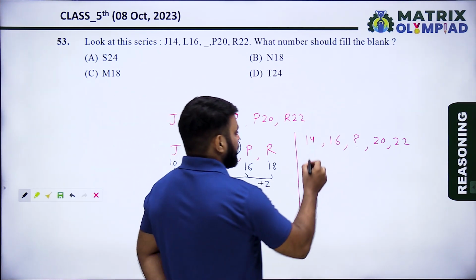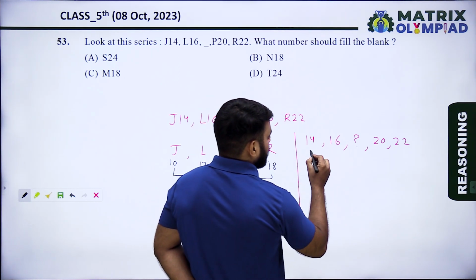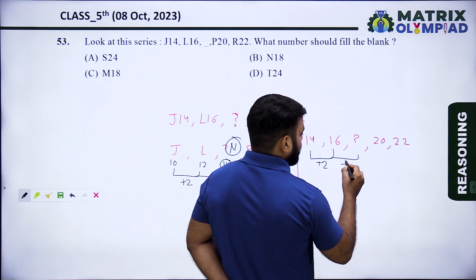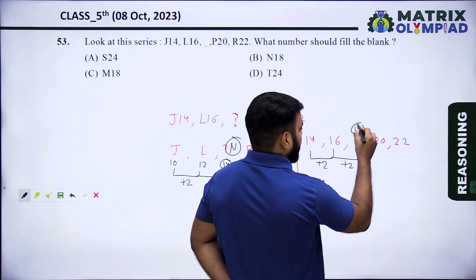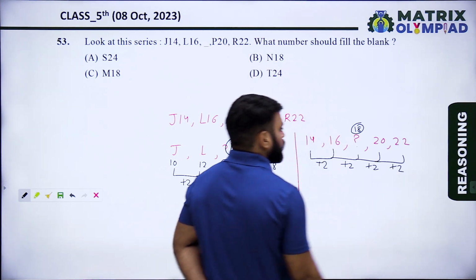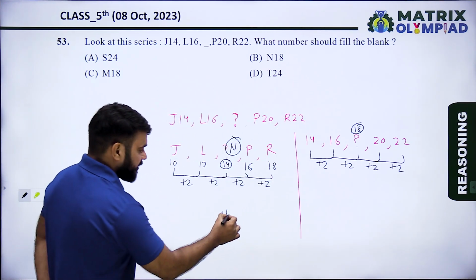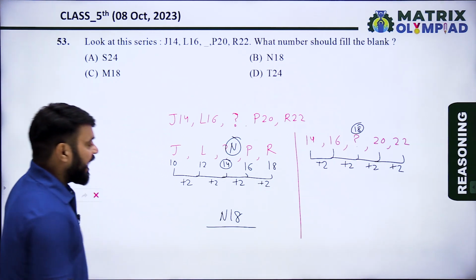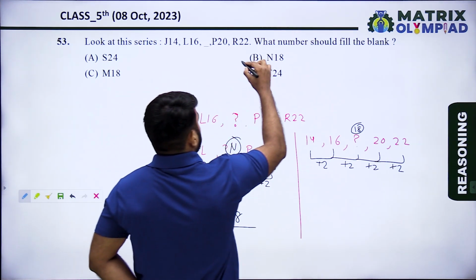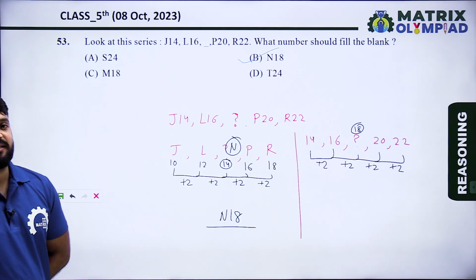Find the missing number. 14 plus 2 is 16, 16 plus 2 means 18, 18 plus 2 means 20. So the missing number is 18. So the missing term is N18. N18 means option B. Option B is the correct answer.